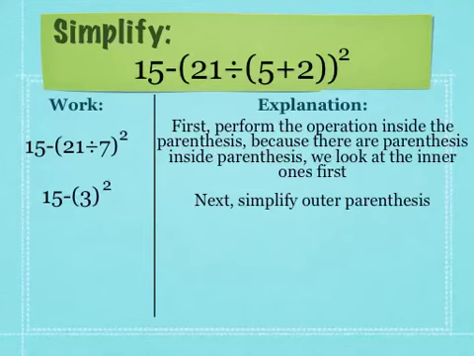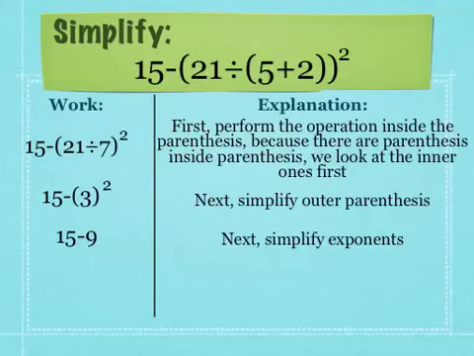After parentheses, I look for exponents. Again, I do have exponents in this problem. My exponent is 3 squared, or 3 to the second power. Remember, 3 squared means 3 times 3, which is 9. So I'm going to bring down 15 minus 9. The explanation would be next simplify exponents.